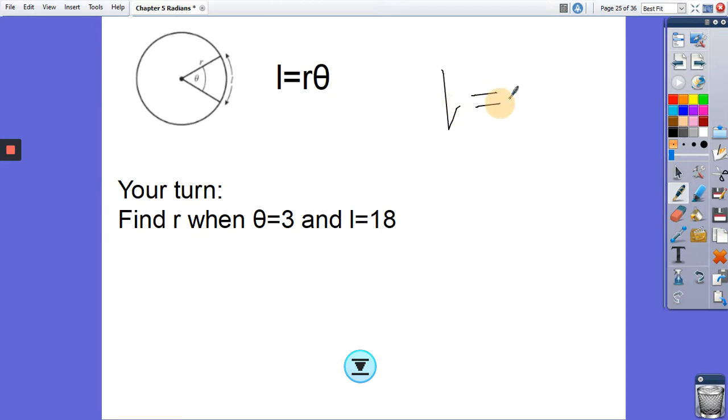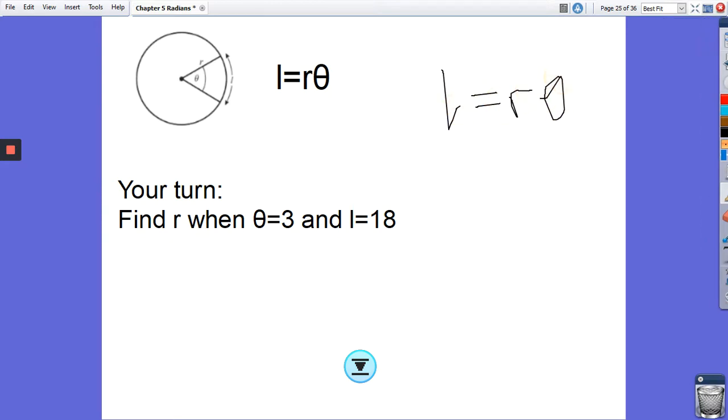Okay, so we have L equals r theta, and we have 18 equals 3r, and therefore r equals 6. And we're done. It is as simple as that. In the next video, I'm going to go through some more contextual questions, but really, they aren't too bad. It should be quite straightforward, even when we put this into context.